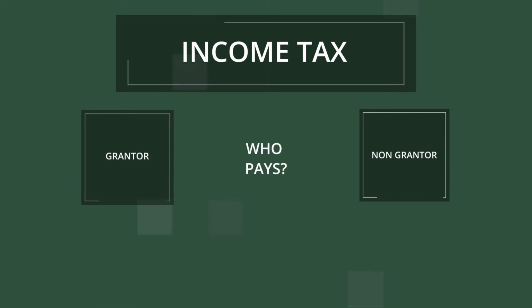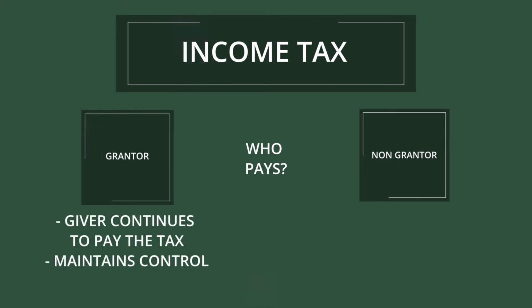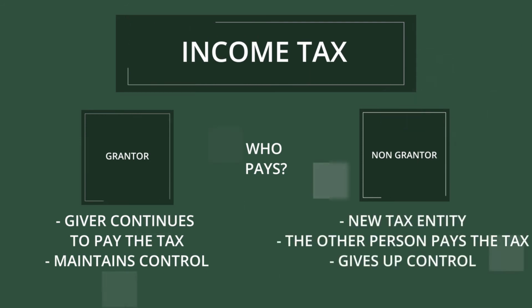So in a grantor situation, the giver, the person who made the grant into the trust, they are continuing to pay the tax. In a non-grantor trust, it's a new tax entity, and the other guy is going to be paying the tax. Is there a better way to describe that in your experience? No, I think for what we're trying to do here today to serve our clients, that's a good framework. Okay, so grantor, non-grantor, it's one or the other. And really it's just about who you want to pay the tax.